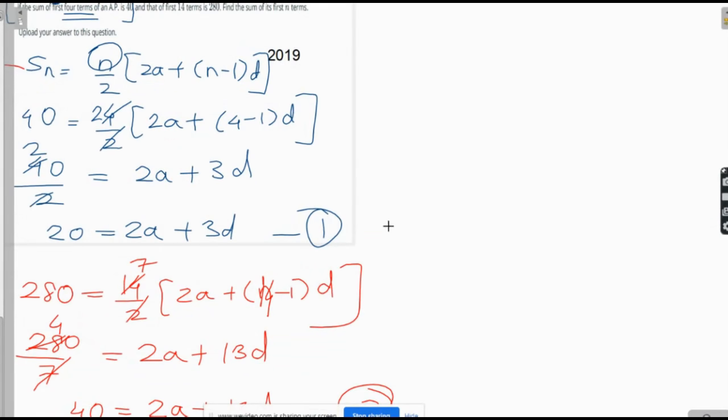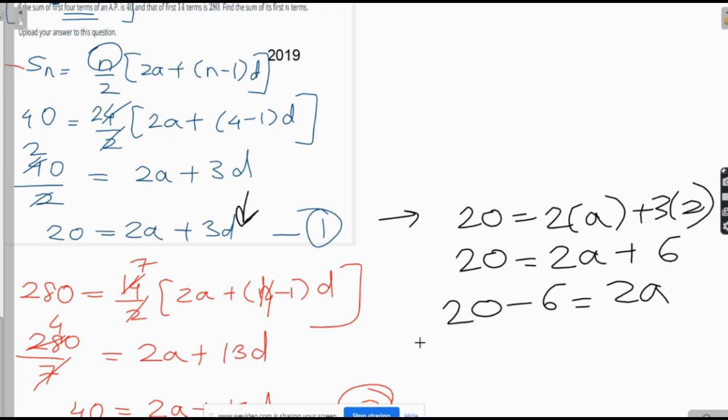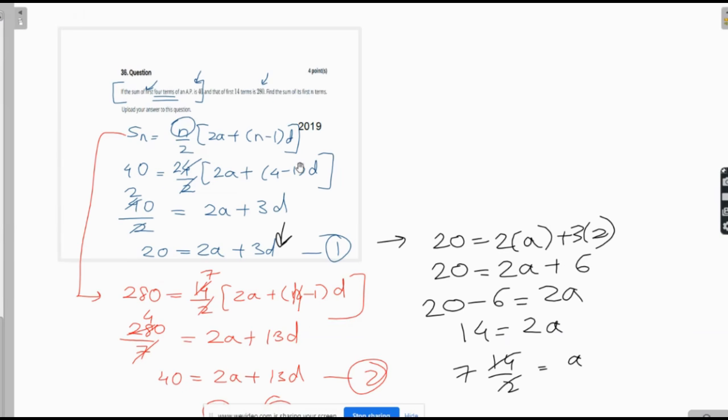d I know it is 2. a I don't know. d I just got as 2. So I've just put the value of d here. 20 is equal to 2a plus 3 2s are 6. Plus 6 goes that side, becomes minus 6. 20 minus 6 will give you 14. So therefore a is equal to 14 upon 2, 7. So you have a, you have d.